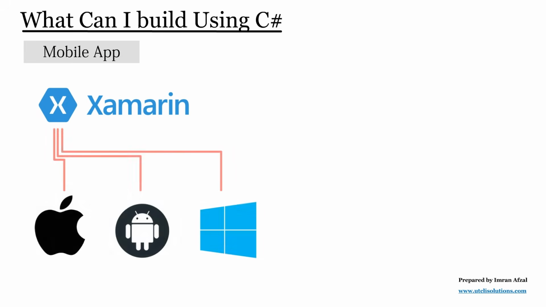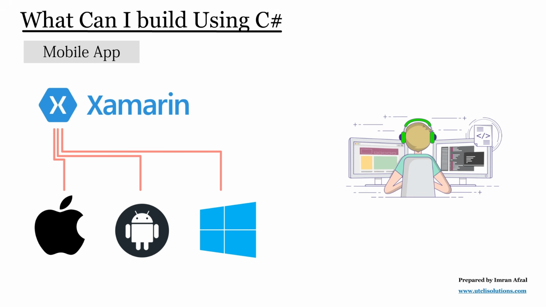Then mobile apps development. Xamarin allows us to develop cross-platform mobile applications using C Sharp. With Xamarin, we can write code once and deploy it on multiple platforms, including iOS, Android, and Windows Phone. This significantly reduces development time and effort compared to building separate native apps for each platform.